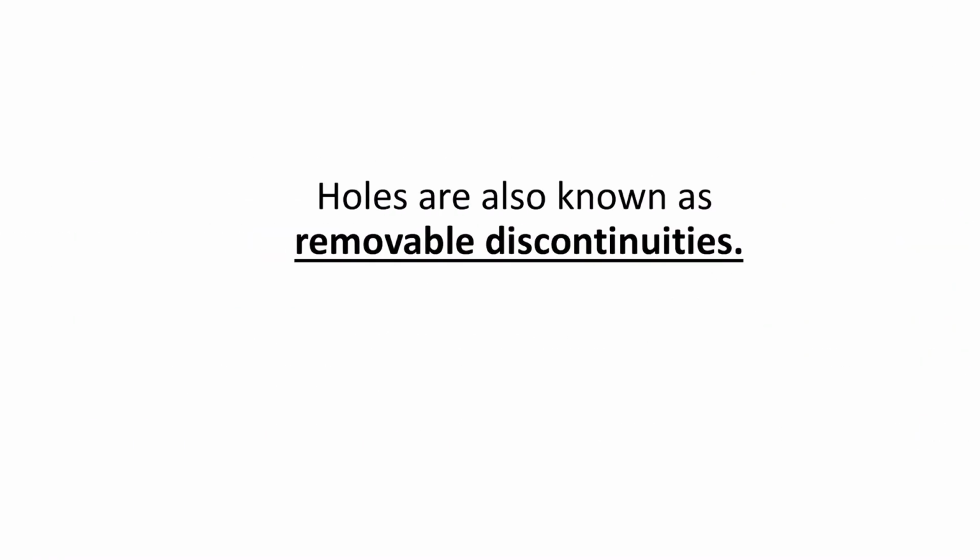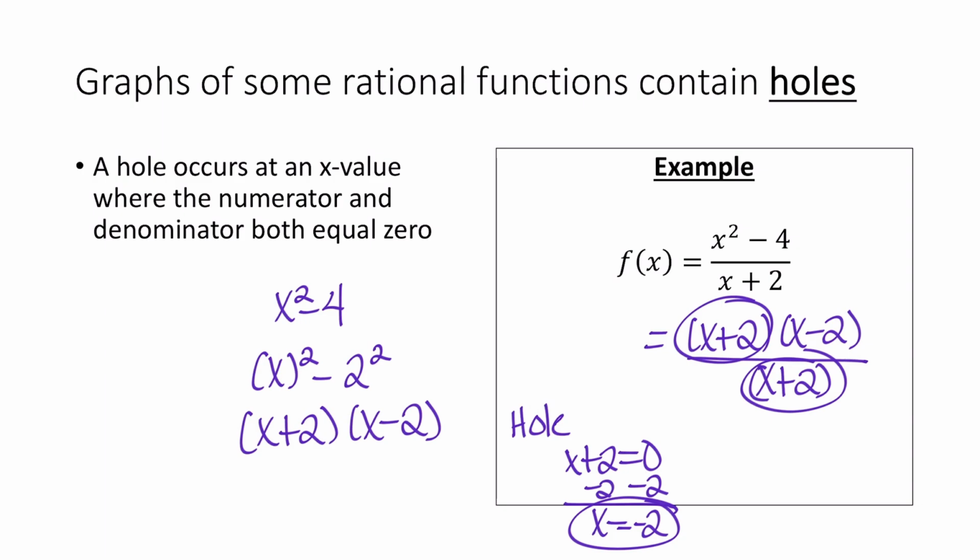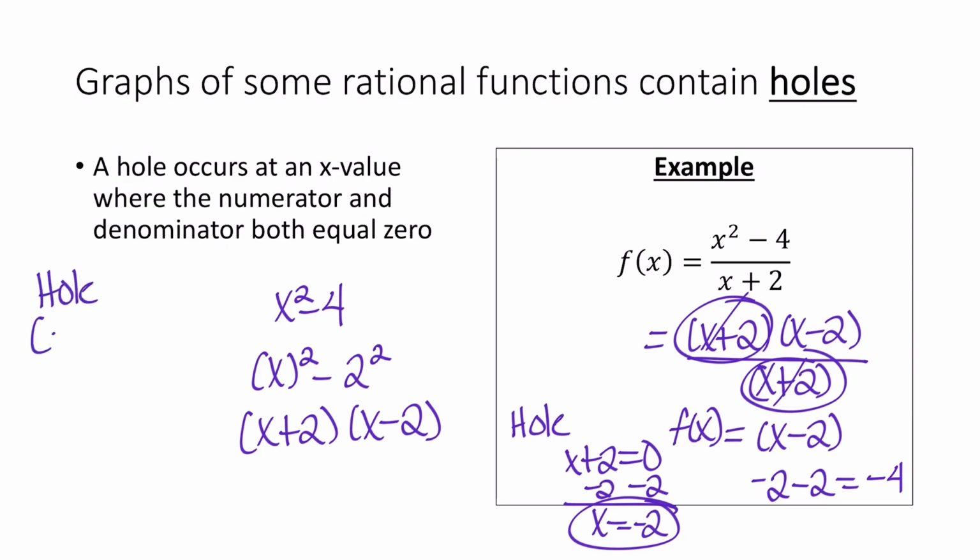So what do I mean by the simplified function? Let's go back to this example. The simplified function is what I get if I cancel this common factor. If I cancel that out, you can see the simplified function would be f of x equals x minus 2. To find the y value, I plug negative 2 into this, so I have negative 2 minus 2. That tells me that y equals negative 4. So the hole of this function exists at negative 2, negative 4.